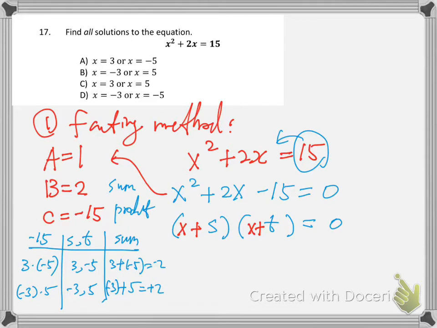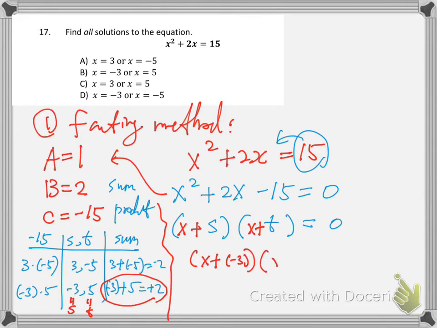So which one is the answer? Which one is our s and t? This one. Okay, so s is negative 3, t is 5. So now we go back to the equation. So we have x plus s, so plus negative 3, times x plus t, so positive 5, is 0.